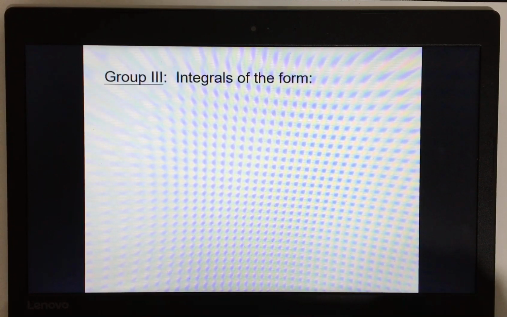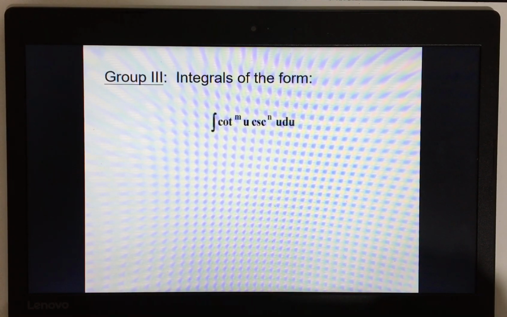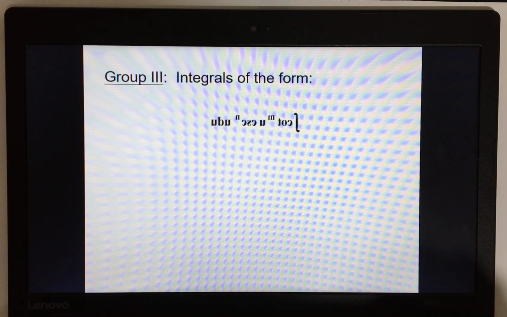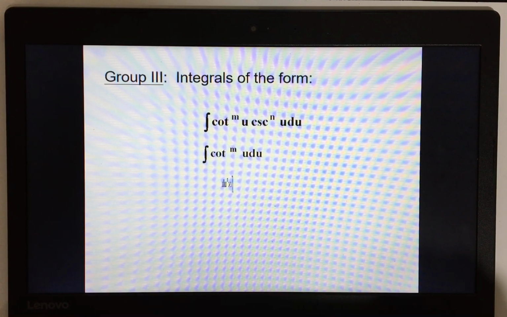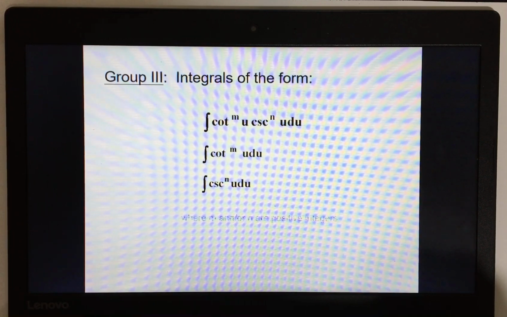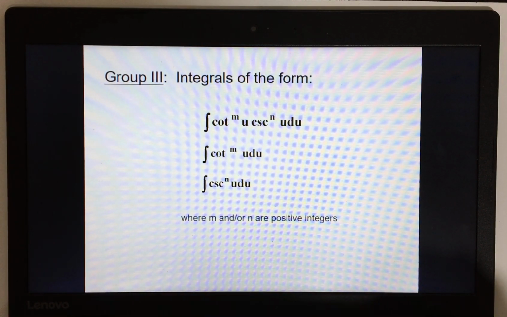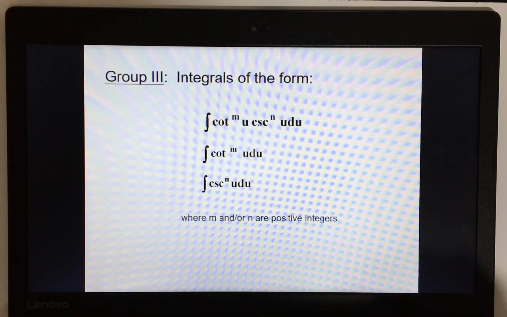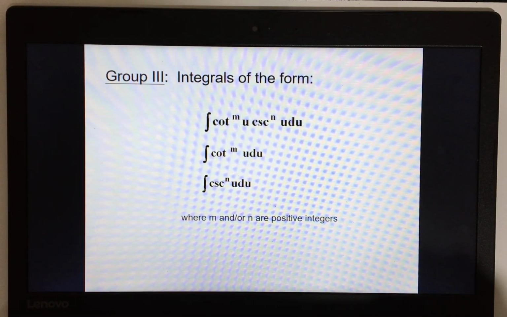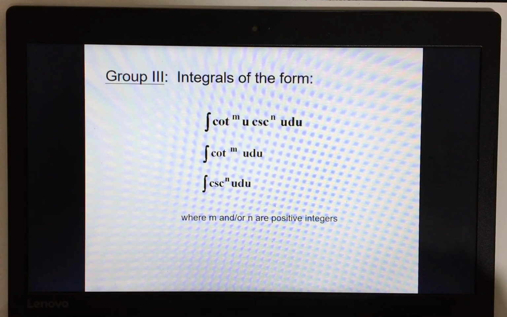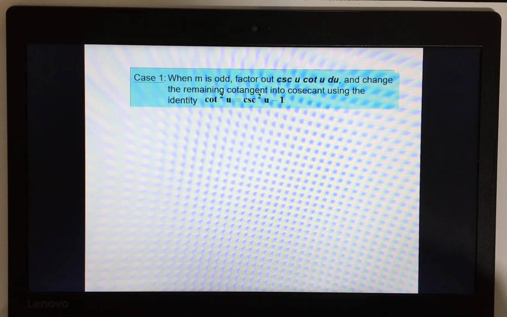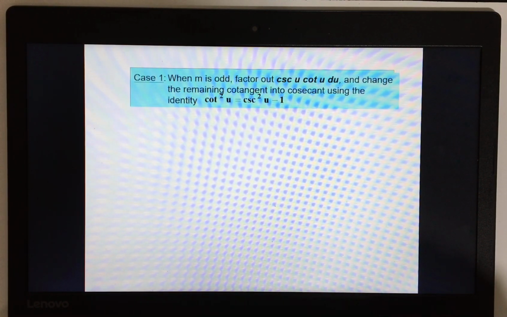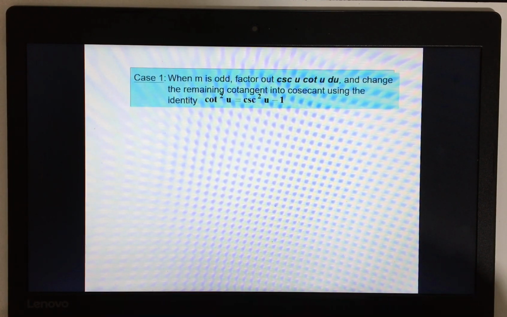So today class, just to summarize also group number 3, so integrals of the form cotangent u to the m times cosecant u to the n du, and integral of cotangent u to the m du and cosecant u to the n du, where m and or n are positive integers. So the rules here class, or the way to solve problems that involve this form actually is almost similar or very the same as the things that we did in group number 2.